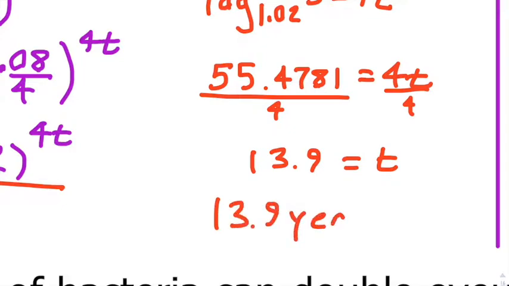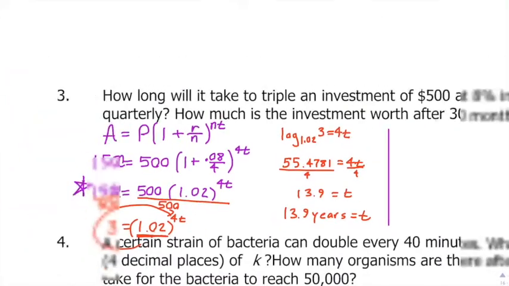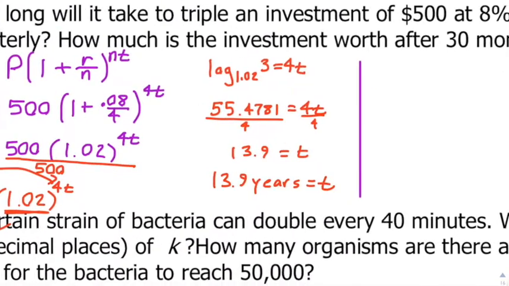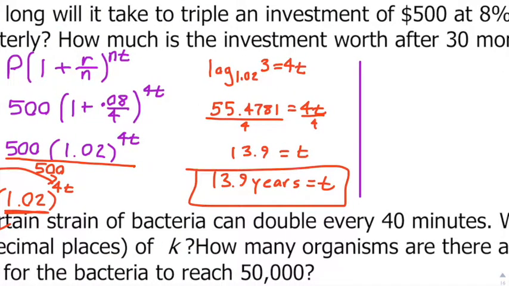Which basically you can almost just go ahead and round that up to 14. Depends on the instructions here. Let's see. They did not leave us any instructions on the rounding, so just whatever you want to do there. So 13.9 or about 14 years right there. And that's how to do that.